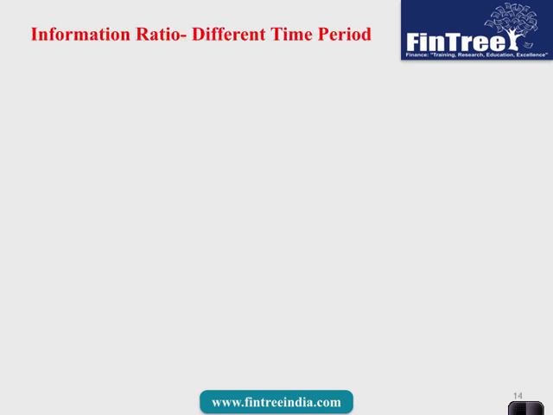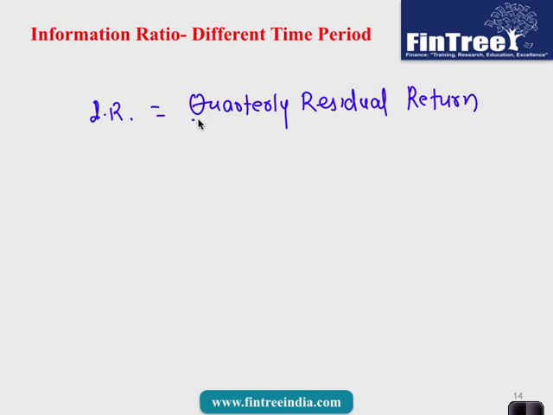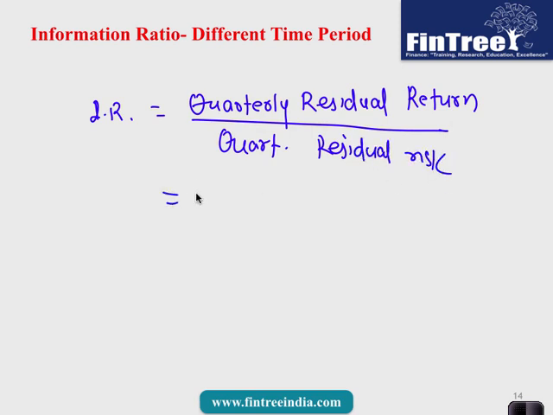Okay. Now this is interesting. Let us say on the exam they tell you that we have an information ratio which has been calculated as quarterly residual return divided by quarterly residual risk. And let us say this ratio has been given to you as 0.25. And then they will ask you what should be the annual information ratio. So this is a quarterly information ratio.